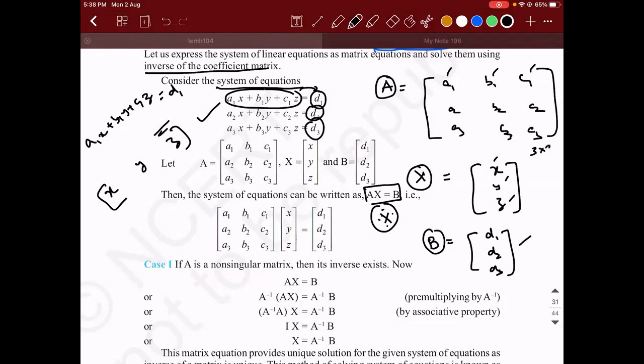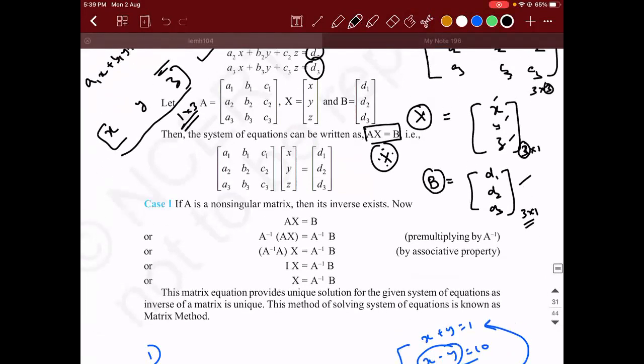Because there is a 3 cross 3 matrix. If you write it like this, it becomes a 1 cross 3 matrix. Okay, sir, I understood. Now here it is 3 cross 1. Now you can multiply. The number of columns in the first is equal to the number of rows in the second. When you multiply it, you will get a 3 cross 1 matrix. That is why you wrote it as D1, D2, D3.